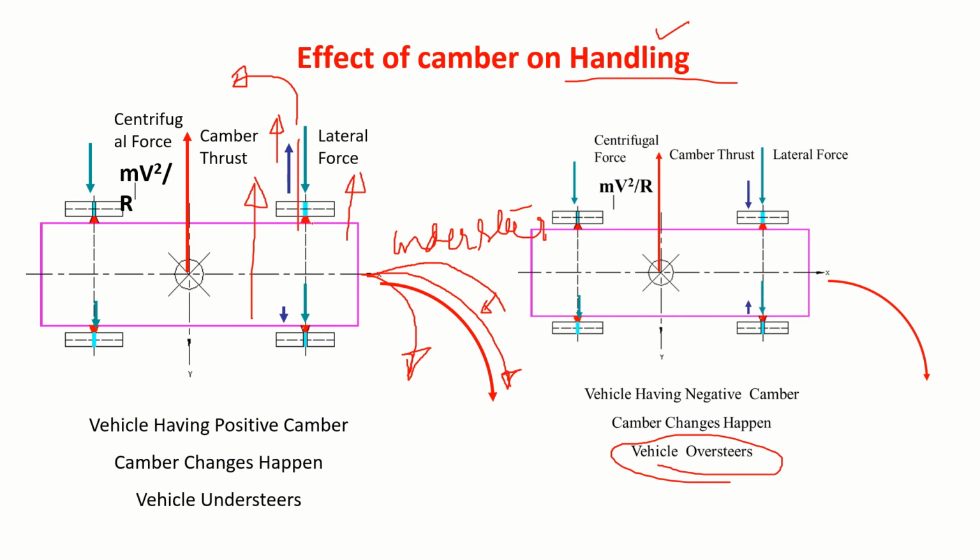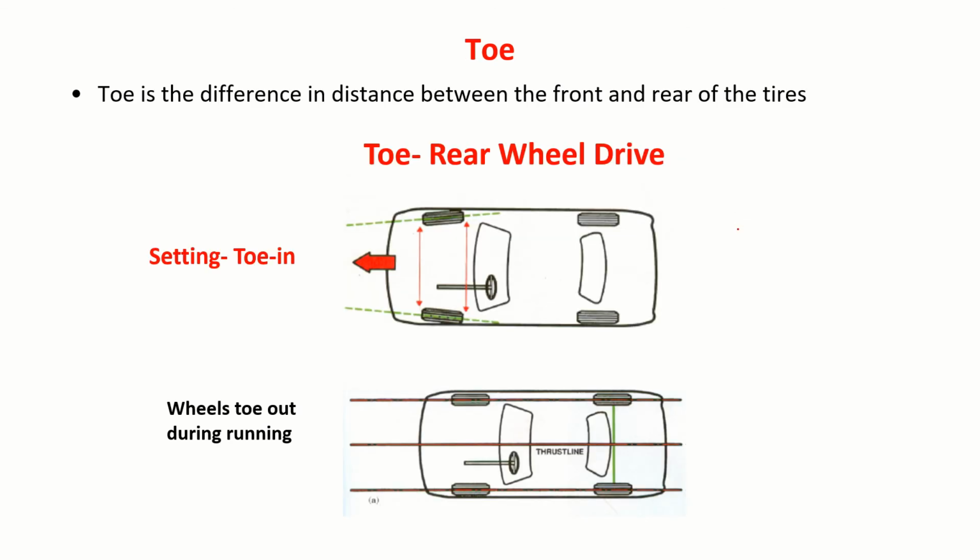That means basically this wheel is suspended. That means the suspension system has to be carefully designed so that the camber changes are well within the limits. That's a very important thing, right?